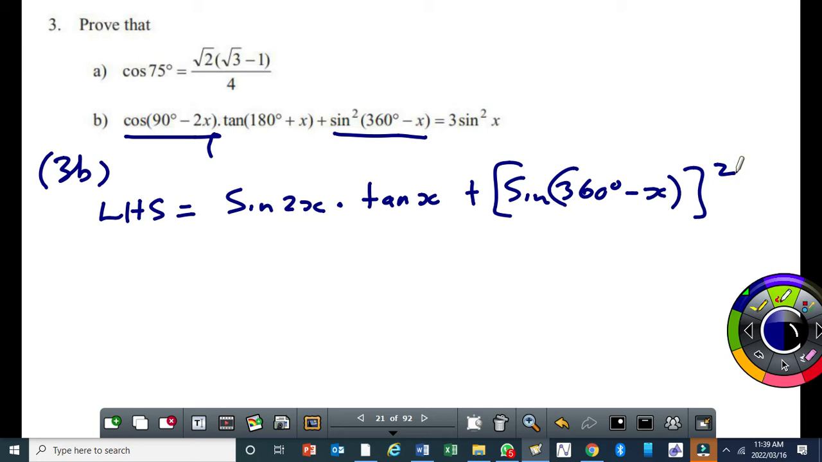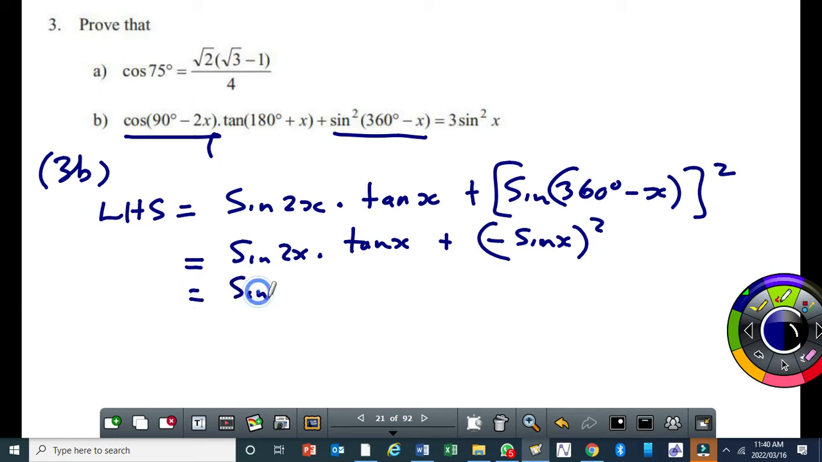Okay? This means that you have to convert sine 360 minus x first. You get minus sine x. Then you square that. The final answer will always be positive. It's never negative. Right? So this will be sine 2x times tan x plus minus sine x squared. Okay? In the end, we are going to get a positive sine squared x. Okay, so this becomes sine 2x.